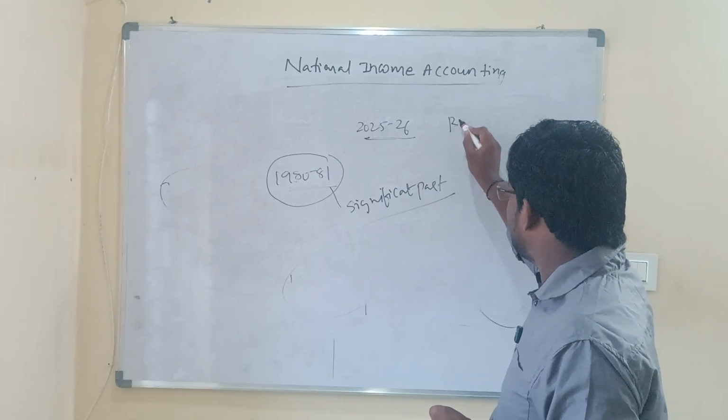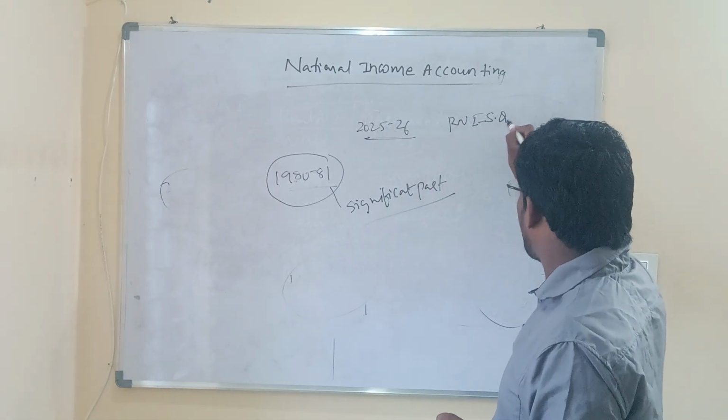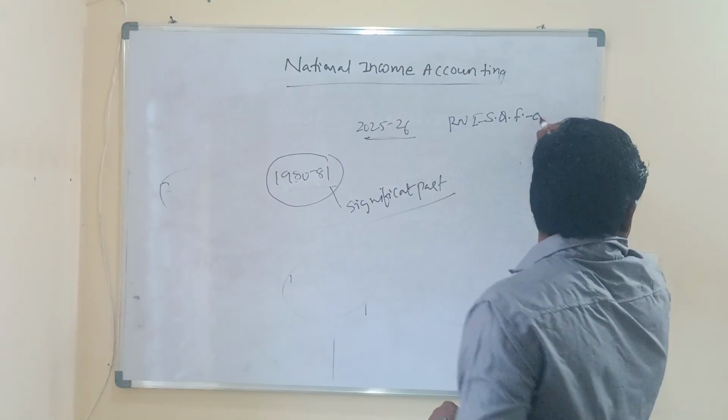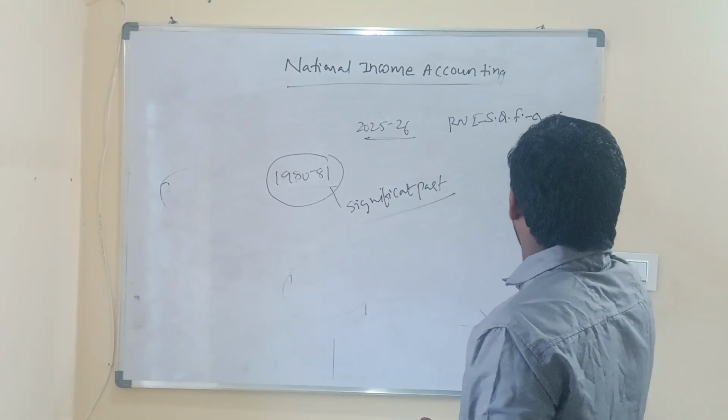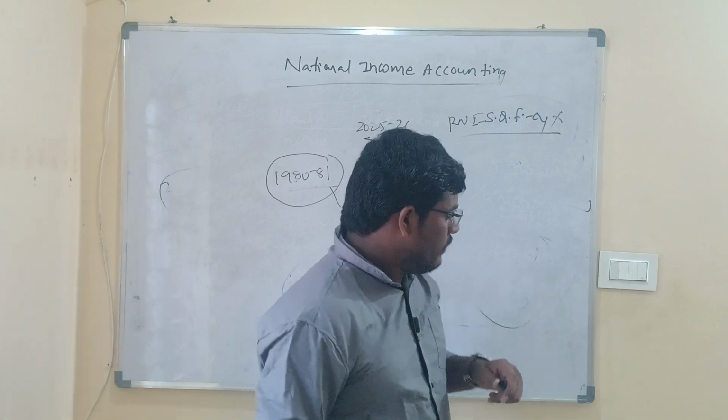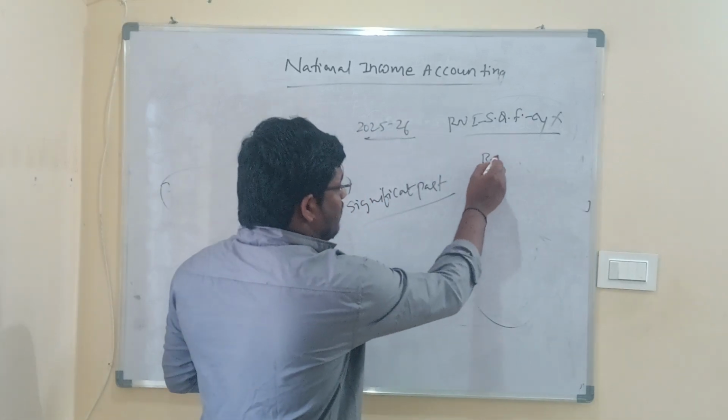For example, what is the formula for real national income? Sum of quantity of final products produced in the current year multiplied by, we can call it, the prices from the base year.